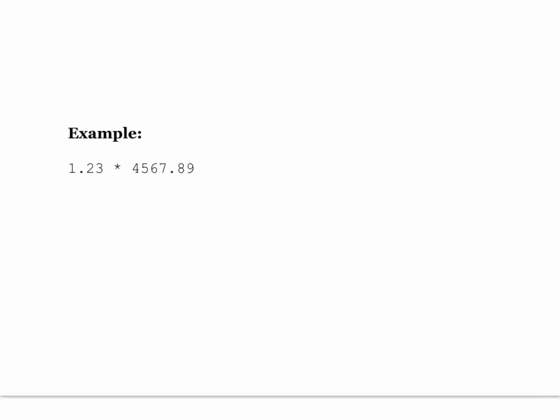In this example, I'm just going to multiply these two numbers. Before I do my multiplication, I'm going to determine how many sig figs are in each of the two values. So the first number here, 1.23, actually has 1, 2, 3 sig figs. And the second number here, 4567.89, has 1, 2, 3, 4, 5, 6 significant figures. The 1.23 has less, so after I finish my calculation, I'm going to round my answer to 3 significant figures.